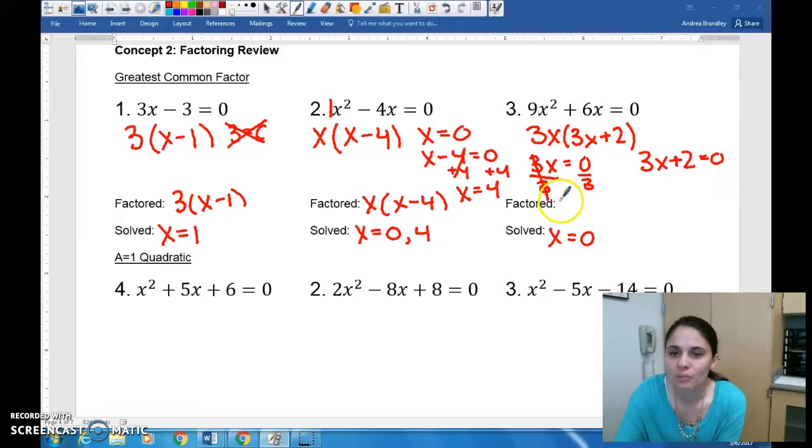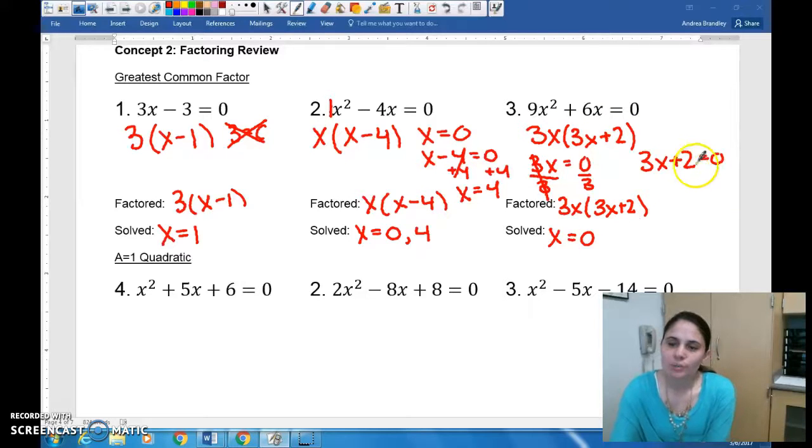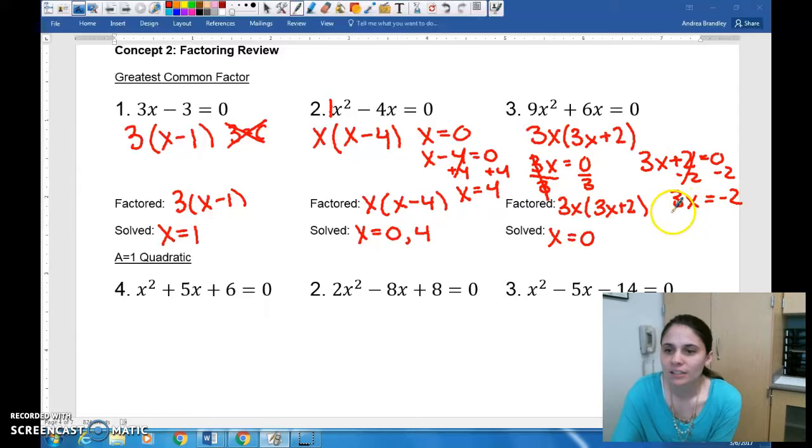And my factored form, I should have rewritten it already, is right up there. 3x times 3x plus 2. Then on this one, to get x by itself, I'm going to subtract 2 from both sides first. So I have 3x equals negative 2. And then to get x by itself, I'm going to divide both sides by 3. So my 3's cancel. And x equals negative 2/3. So my other solution is negative 2/3.